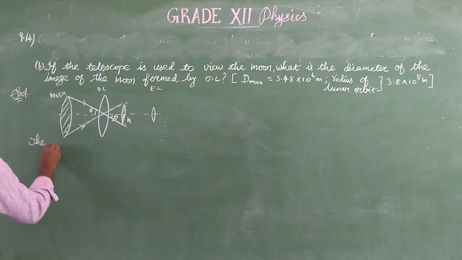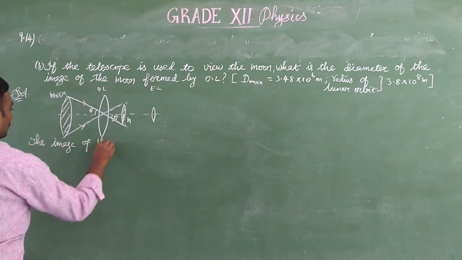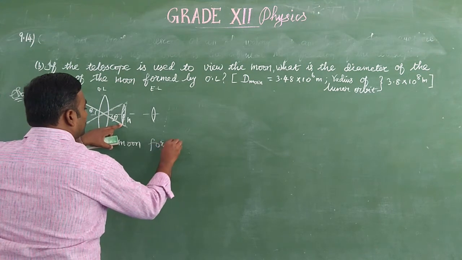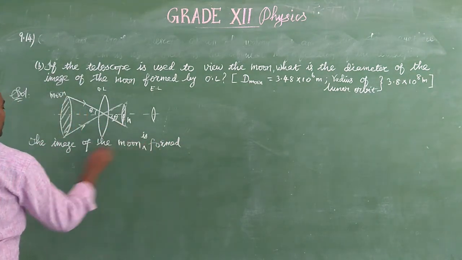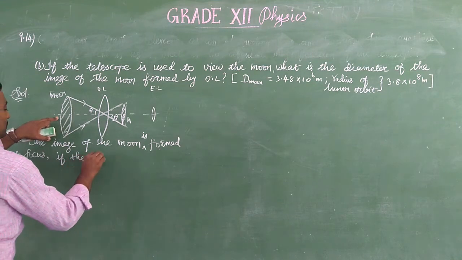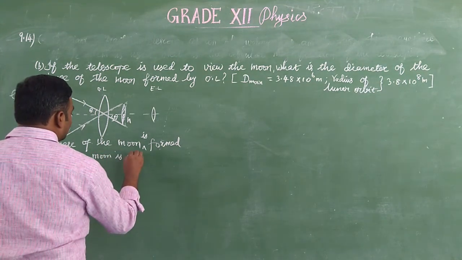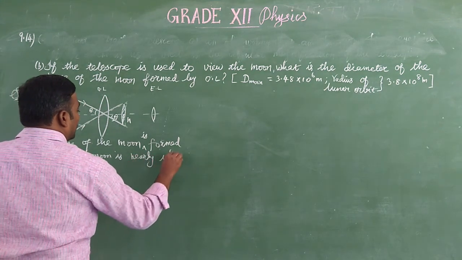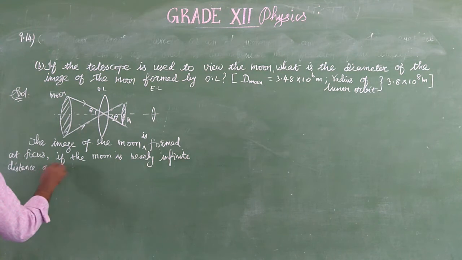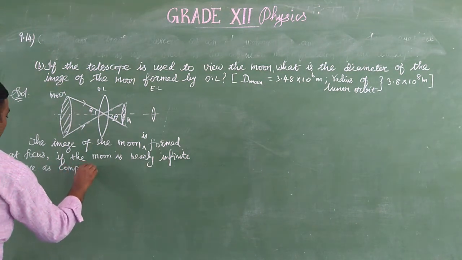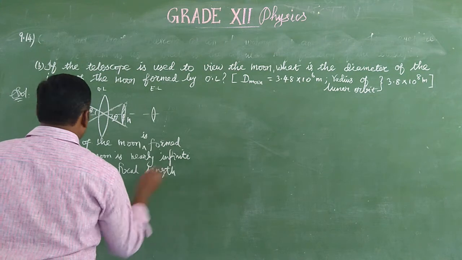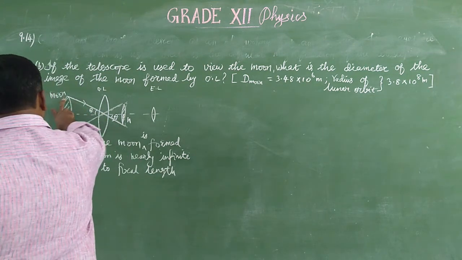So the image of the moon is formed at focus, if the original moon is at nearly infinite distance as compared to the focal length. Okay, so in this case, this is the original moon, this is the image formed of the moon.